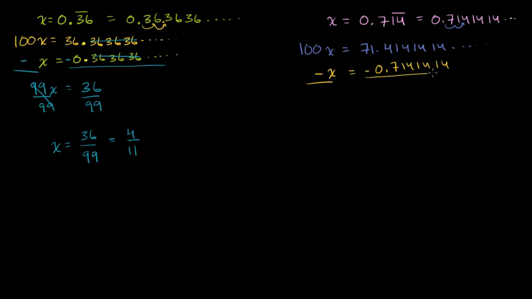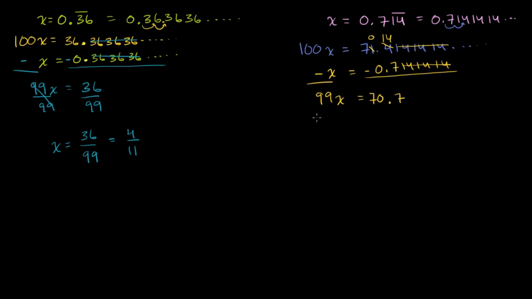So let's subtract these things. 100x minus x is 99x. And this is going to be equal to, these 1414s are going to cancel with those 1414s, and we have 71.4 minus 0.7. We can do this in our head, or we can borrow if you like. This could be a 14, this is a 0. So you have 14 minus 7 is 7, and then 70 minus 0. So you have 99x is equal to 70.7.